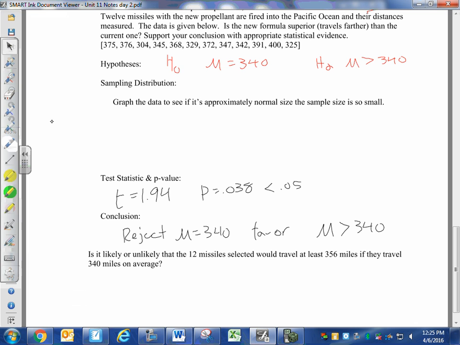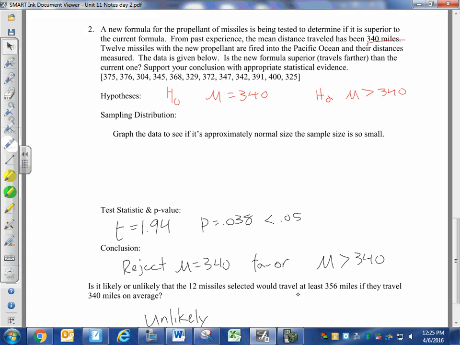Is it likely or unlikely that 12 missiles selected would travel at least 356 miles if they travel 340 miles on average? It's unlikely. We just found that. The likelihood is a 3.8% likelihood. Okay? So that's really how you do it. Good luck on your homework.